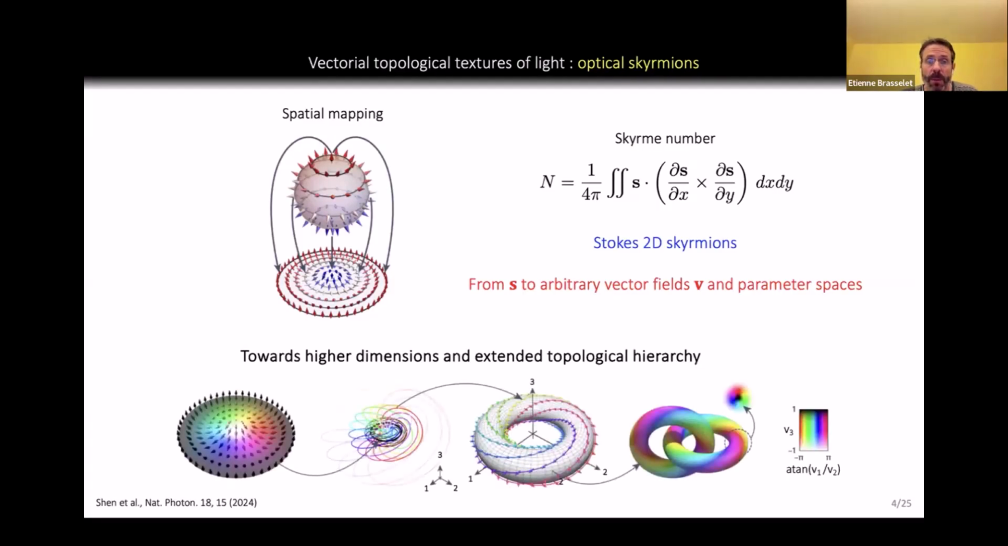In addition, we can move towards the description of higher dimensional topological structures by extending the description of the mapping between a given choice of a vector field mapped to a given sphere of arbitrary dimension. And these distributions exhibit some hierarchy that really embraces a large set of topological characteristics. And presently here, I will simply focus on the Stokes skyrmions in 2D. And I will further elaborate our experimental work towards the fabrication of devices, allowing to shape such structures.